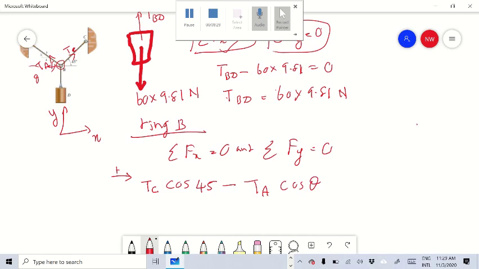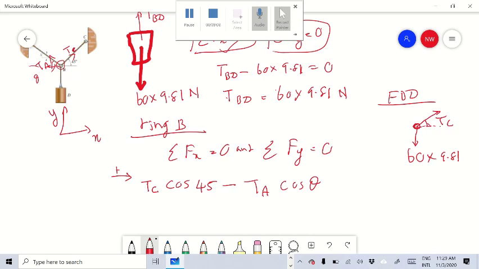The first thing that you should do, I forgot to draw that, is draw the free body diagram for ring B. So this is the ring, right? Free body diagram for ring B. What are the forces on ring B? We know that there is a force in this direction which is equal to TBD. We know TBD is 60 times 9.81, right?